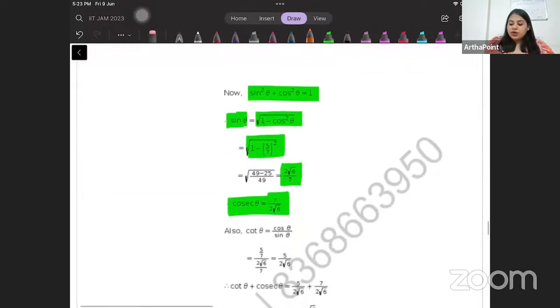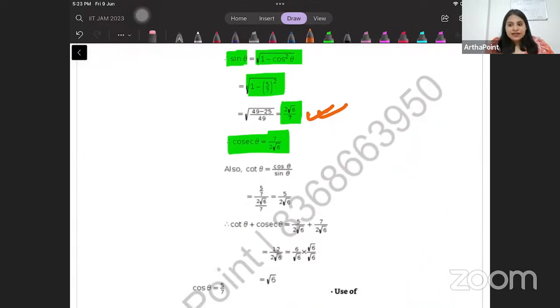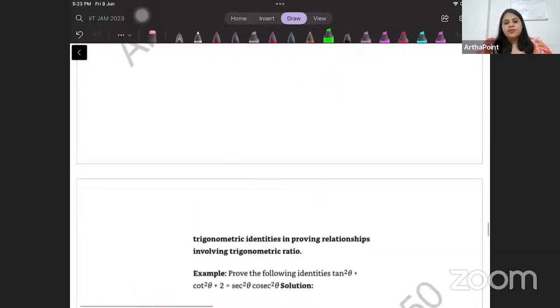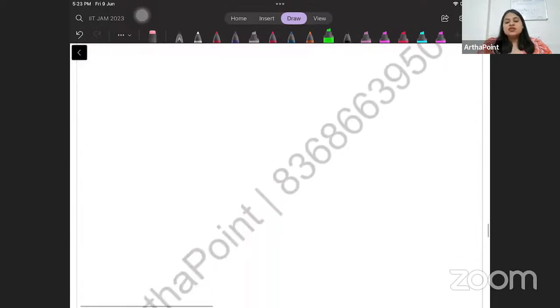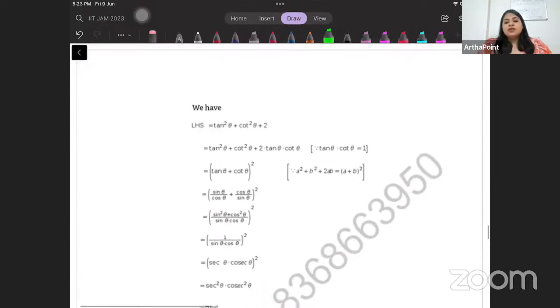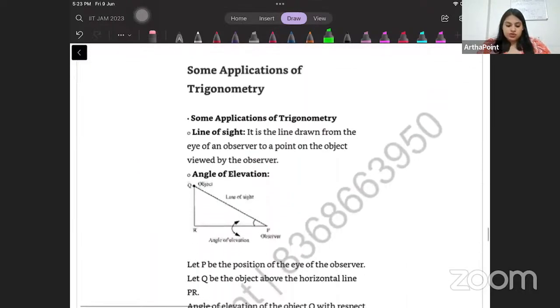So I have found out sine theta. I know cos theta. If I find the ratio of the two, I will get cot theta. So I know cot theta. I know cosec theta. So therefore, I can go ahead and find cot theta plus cosec theta also. Very simple. So this is the kind of question that can come in the exam. I am just telling you the identities and you can go ahead and do those questions.